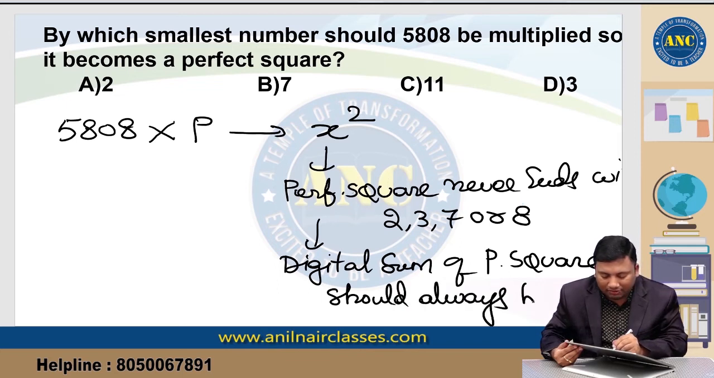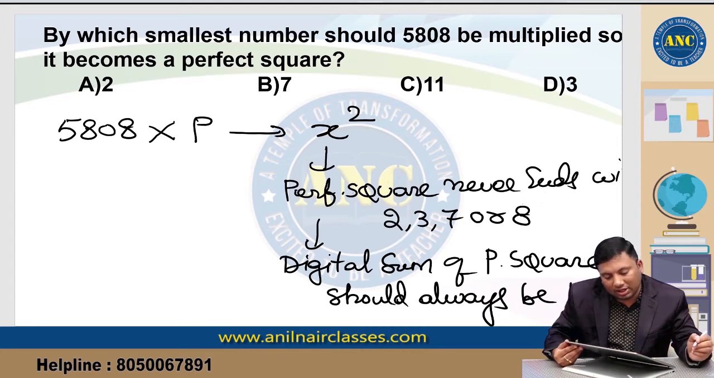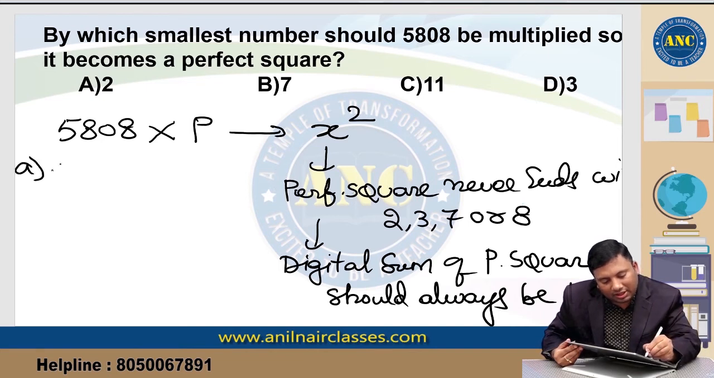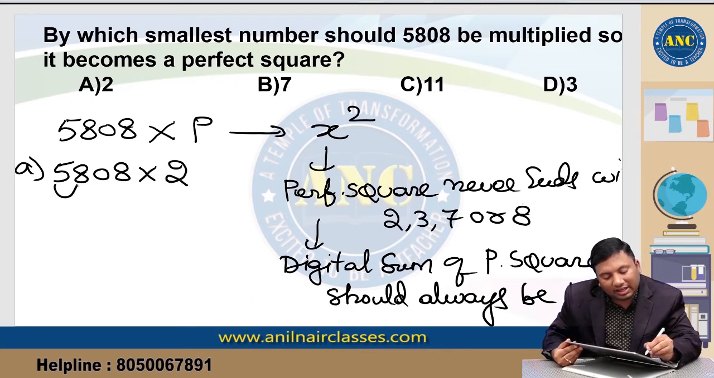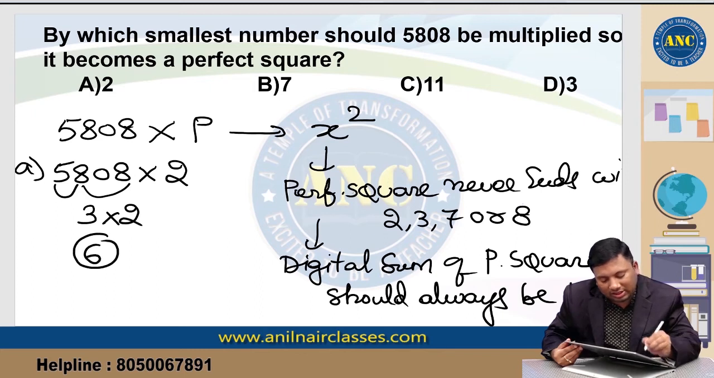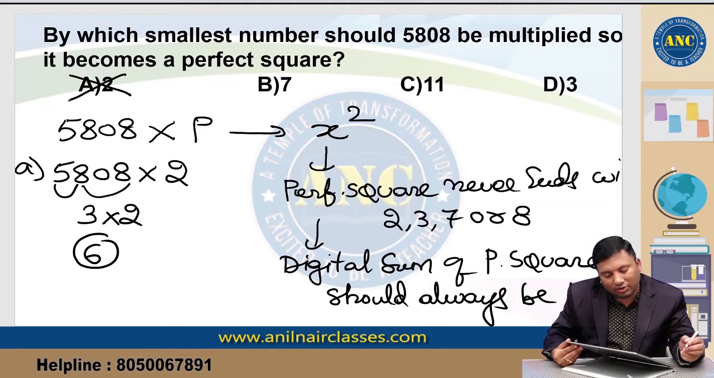The digital sum of a perfect square should always be 1, 4, 7 or 9. I will use any of these logics to get the answer. Suppose you see the first option, 5808 into 2. Let us see the digital sum. 5 plus 8 is 13, 13 plus 8 is 21, 21 is 2 plus 1, 3. 3 into 2 is 6. A perfect square should always have digital sum 1, 4, 7 or 9.